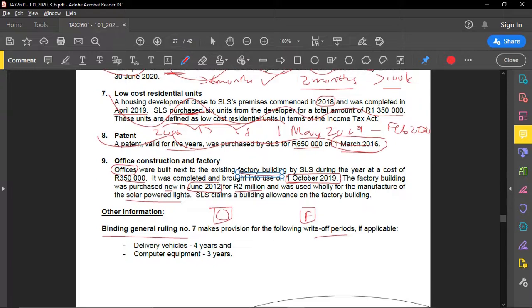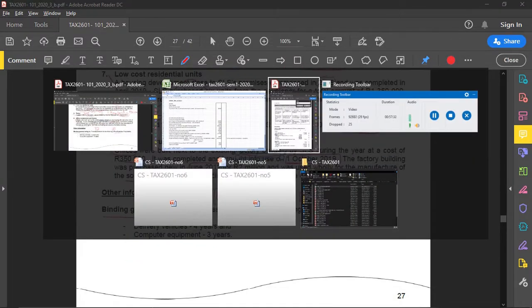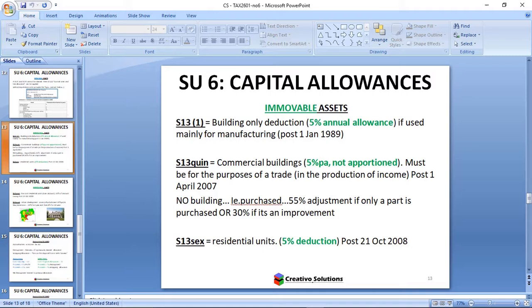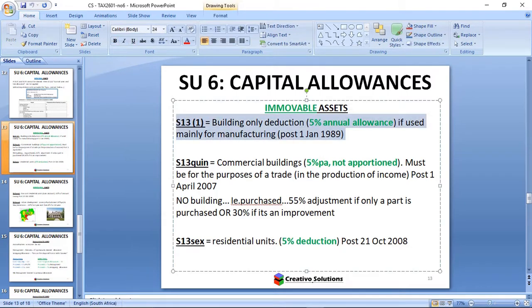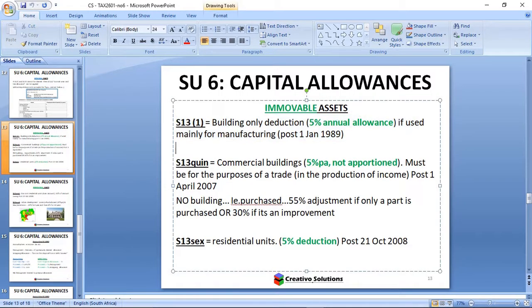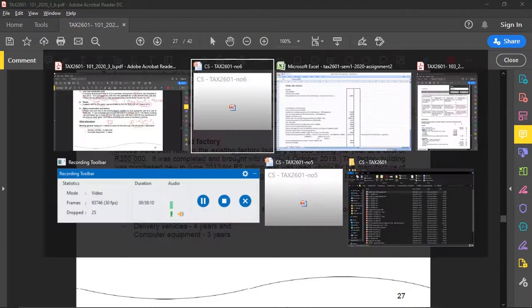We need to go look at the actual capital allowances here in terms of the buildings. Come number 6 there. Previous slide, this one. Okay, mainly manufacturing. That's important. Okay, so remember we had purchased a building that was in 2012. That's the factory. The factory was purchased for 2 mil. Okay, that 2 million is post 1989, so there will be a 5% allowance that will be claimed on that building. So 5% of 2 million.